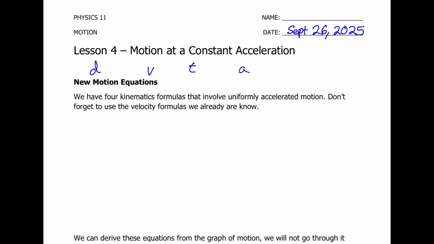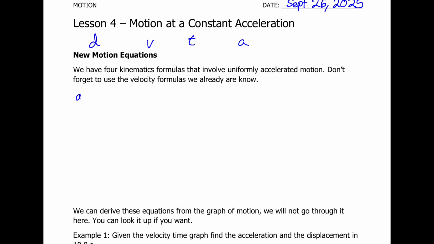So these four measurements are what we're going to basically be working with. We have four kinematic formulas that involve this stuff, and we also have the one we already know. The one I showed you yesterday is first on the list. So the one from lesson 3 is, there's four, so space them appropriately. There's four formulas here. So a is equal to the final velocity minus the initial velocity. Okay, so that's our first formula. That's the one we used in the previous lesson, lesson 3, and we only used that one.